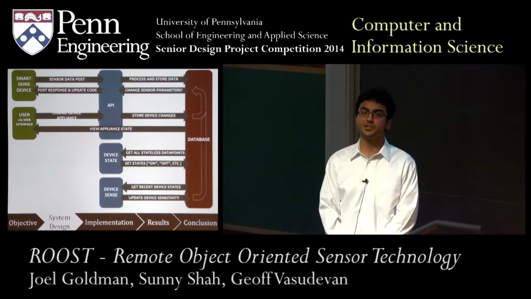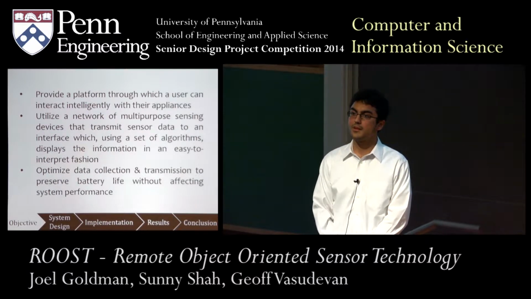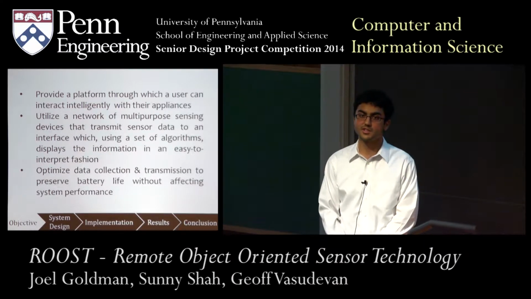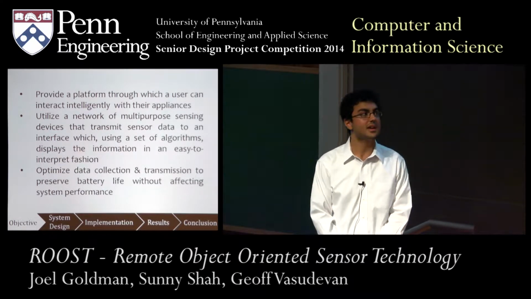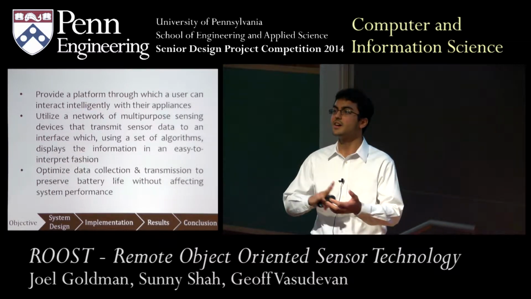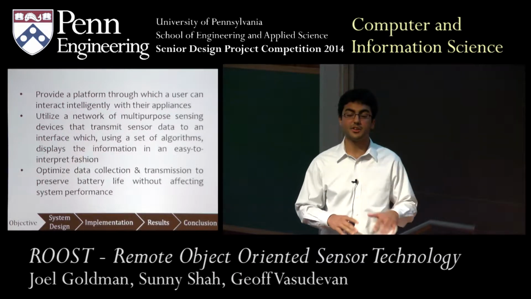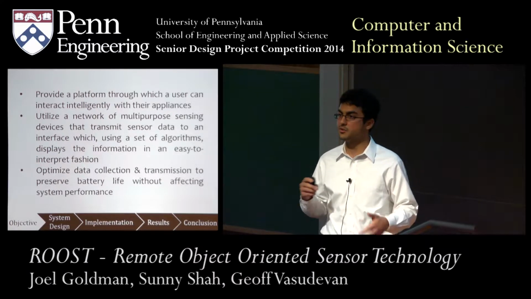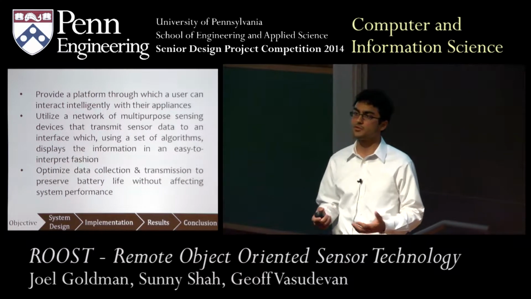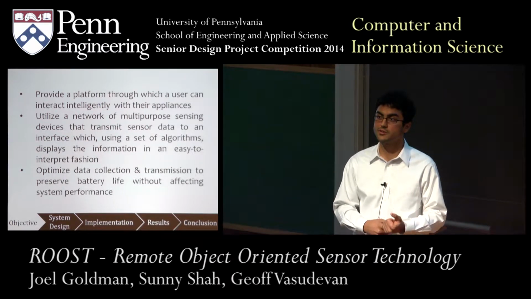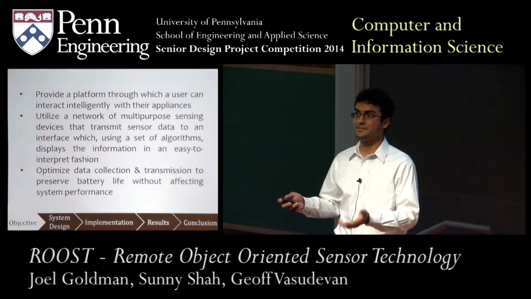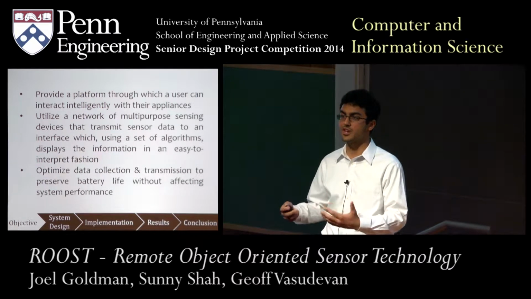And so our objectives are threefold. One is to provide a platform for a user to interact intelligently with their devices. More specifically, we use a Smart Skins device, which we'll show you in just a minute, which collects a bunch of sensor data from its vibration sensors, light sensors, temperature, as well as sound. And then it transmits it to our web interface, which then, using a set of algorithms, determines useful information for the user. So for example, is my refrigerator door open or closed? Is my stove on or off? Things like that. So it basically converts data into a statement that's actually useful and understandable by a user.